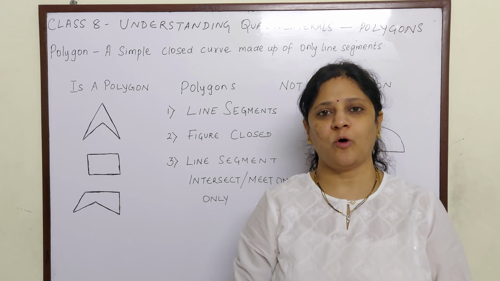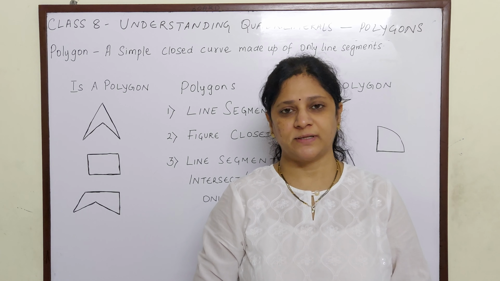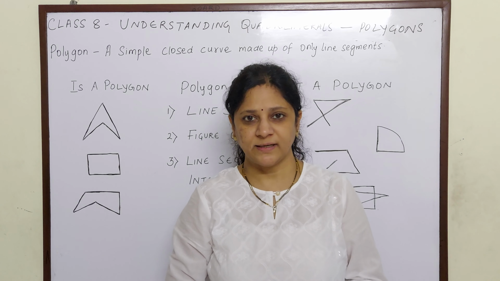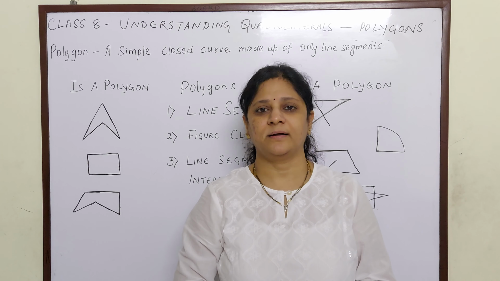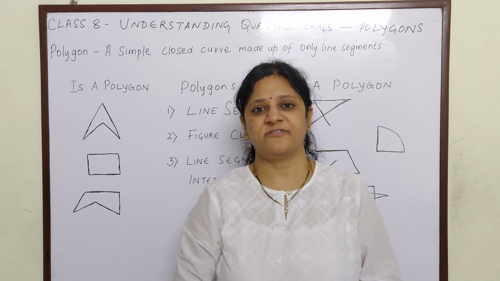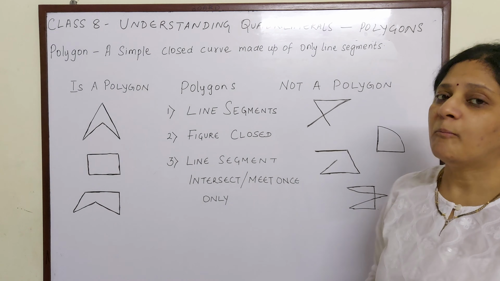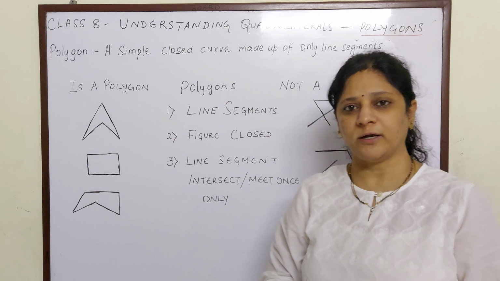Understanding quadrilaterals has been divided into three parts for you students. The first part is polygons, the second part is quadrilaterals, and the third part is special types of quadrilaterals. So let us start with the first type, that is polygons. Now let us understand what a polygon is.